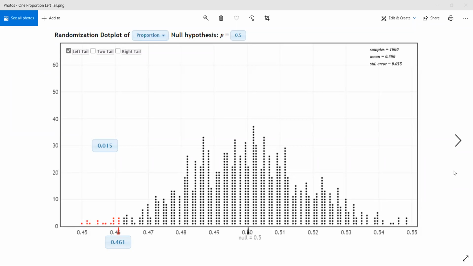So here's the rule. If the p-value is less than or equal to the alpha, we reject. If it's greater than alpha, we don't reject. So what do we do in this case? We don't reject it. Right, because the p-value is larger than the alpha.